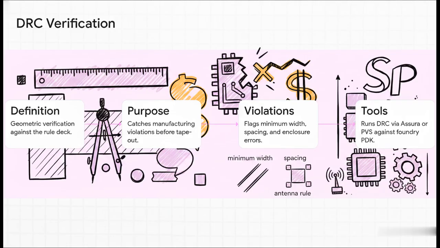That tape-out is the final step of sending the design to the factory, actually named from back in the day when engineers literally had to mail magnetic data tapes to foundries. The most common violations the tool flags are exactly what we just covered: minimum widths, spacing, and enclosure. Out in the industry, this is typically run using heavy-duty tools like Cadence Virtuoso, utilizing Assura or PVS.